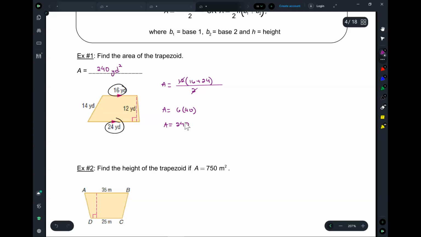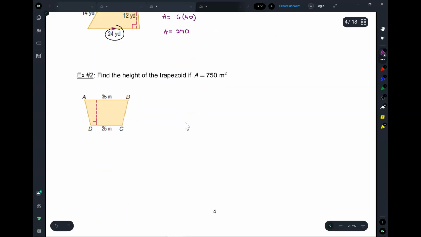Now, these 2 are the bases. Does it matter which one you call base 1 and which one you call base 2? Not at all, because you're just adding them, right? Okay, take a look at this one. Now we need to find the height of the trapezoid if the area is 750. So again, you've got the bases, 35 and 25. We start with the formula. Area is equal to height, base 1 plus base 2 over 2.